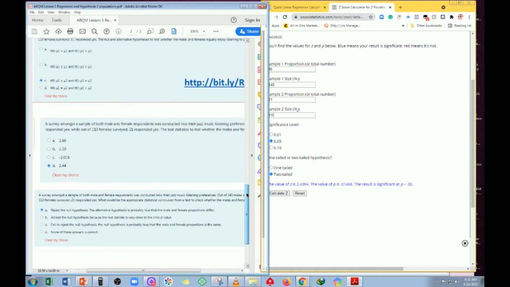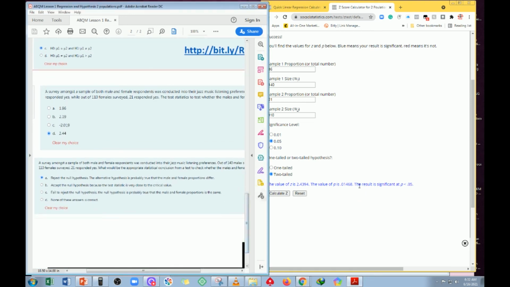Okay, so because we are already told the result, whether it's significant or not significant, the p-value here is 0.01, which is less than 0.05. When it's significant, it's supporting the alternative hypothesis. Anytime it says significant, you are supporting the alternative hypothesis, meaning you are rejecting the null hypothesis. So you reject the null, and the alternative hypothesis is probably true: the male and female proportions differ. Simple, straightforward.